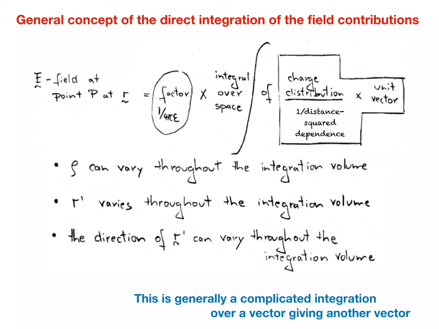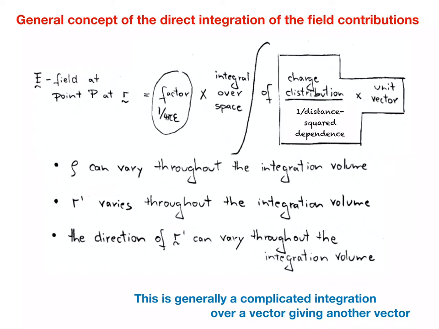The electric field at a point of interest P at the location R is in the SI system always given by a factor, 1 on 4 pi epsilon, times an integral over space, which can be a volume, surface, or line integral, of a charge distribution ρ, divided by the r² dependence, times the unit vector that indicates the direction of the field at the point P.